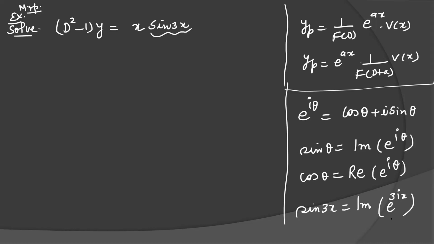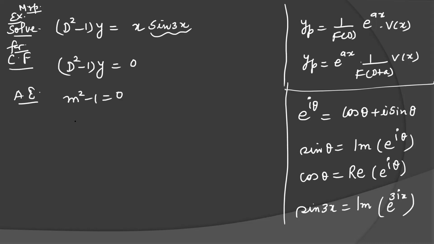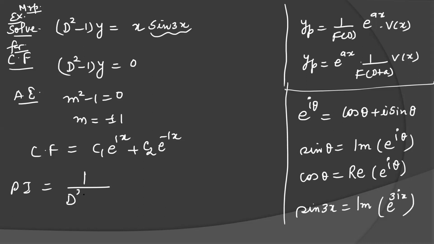If you put theta equal to 3x, okay, firstly see the CF. For CF, our homogeneous equation is D square minus 1 y equal to 0, and its auxiliary equation is m square minus 1 equal to 0. Roots are plus minus 1. So CF will be C1 e to the power 1x plus C2 e to the power minus 1x. Let's see particular integral. Particular integral is 1 over D square minus 1 of f(x), that is x sine 3x.